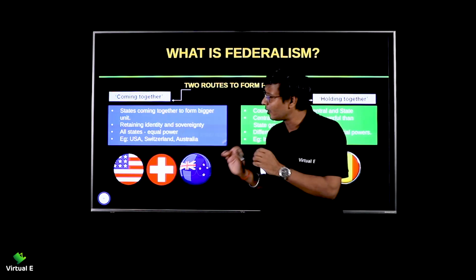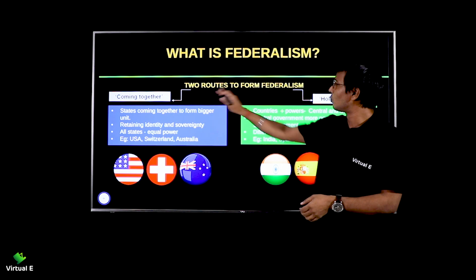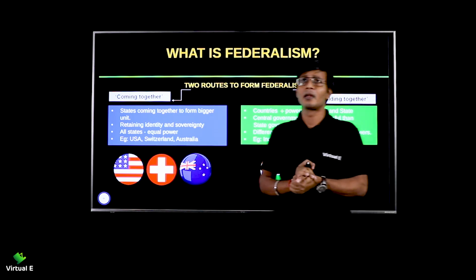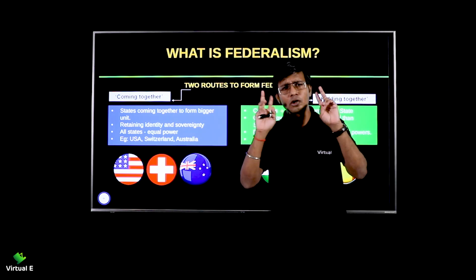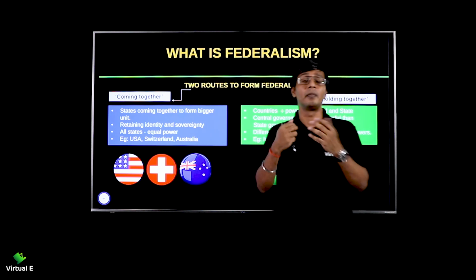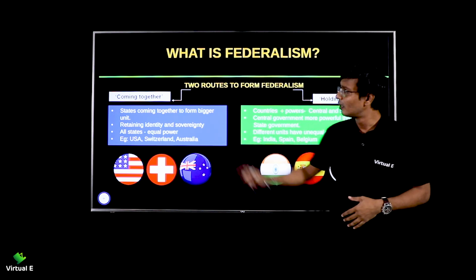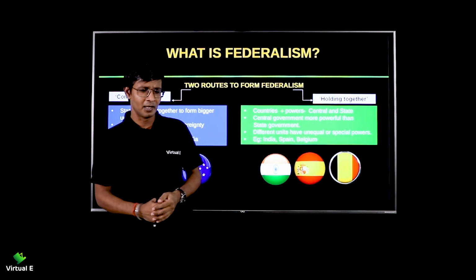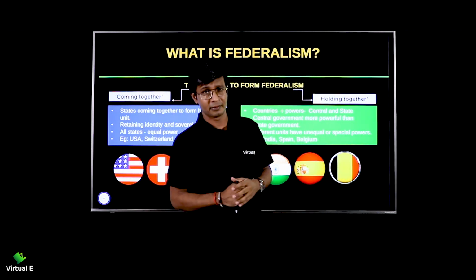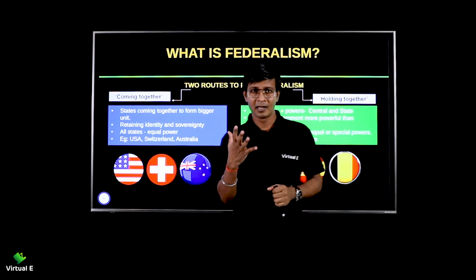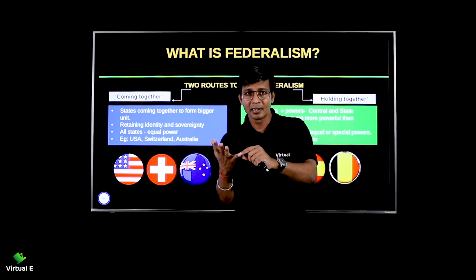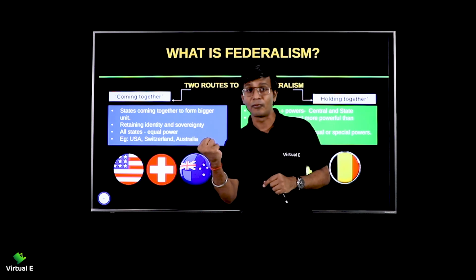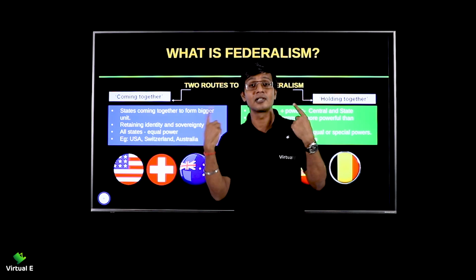We have another interesting topic, the two routes to form federalism. Simply, there are two ways by which a federal government can be formed. One is coming together and the other one is holding together. Remember, you have to put across 3 points. Coming together. Smaller units will come together to form a bigger unit, larger unit.